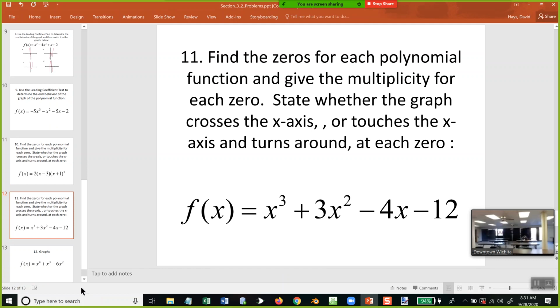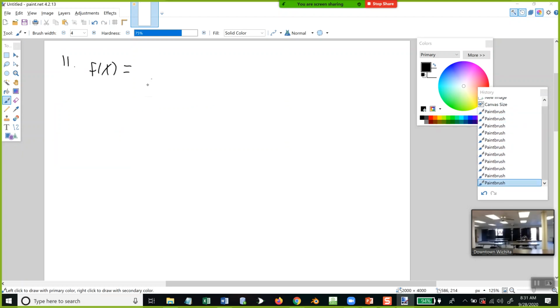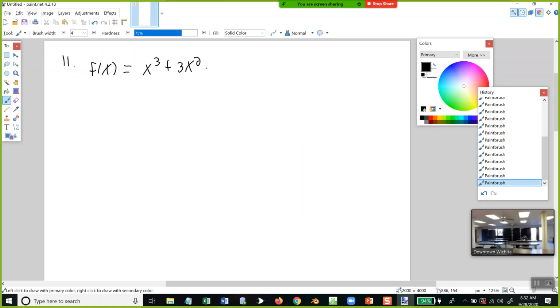Okay, number 11. Got f of x is equal to x to the third plus 3x squared minus 4x minus 12. Same instructions. First thing we want to do is find the zeros.